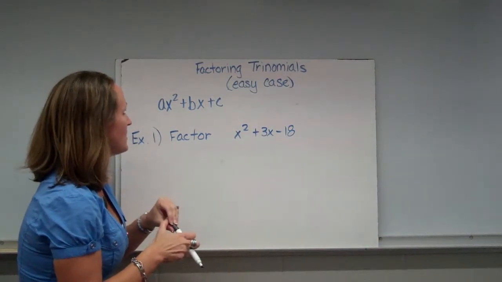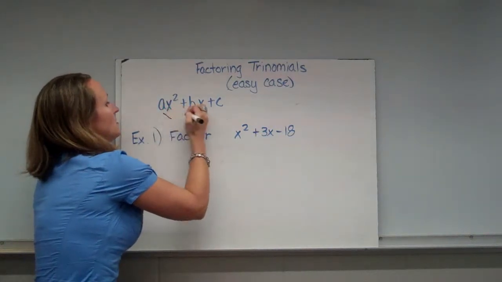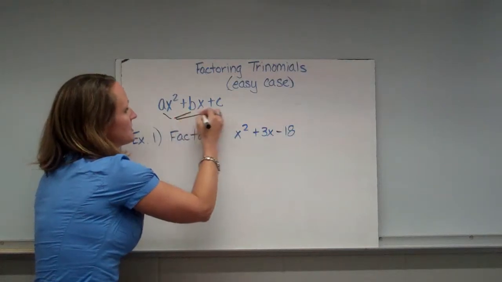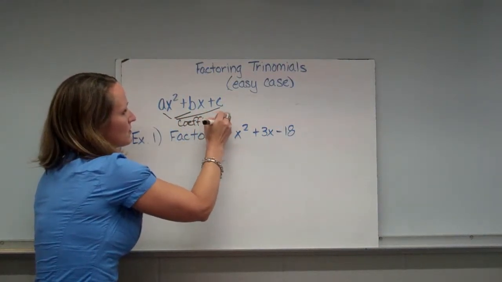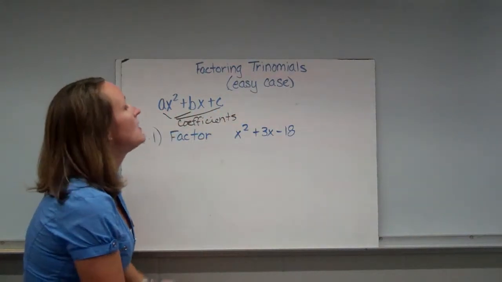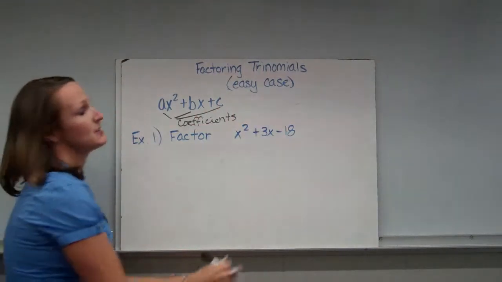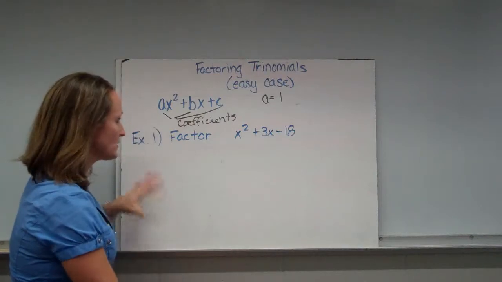Now, when you look at a trinomial, this is what we call standard form, where A and B, and really even C, are all coefficients, or just numbers. In this case, I go with variables. An easy case trinomial means that your A value is 1. Okay, so let's do some examples.